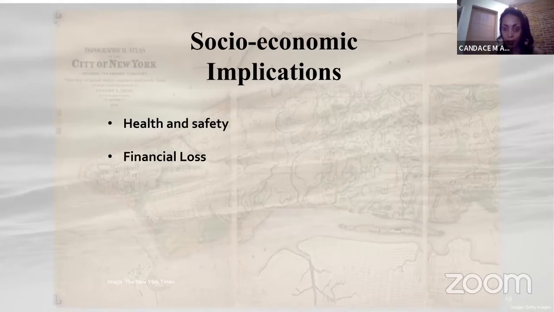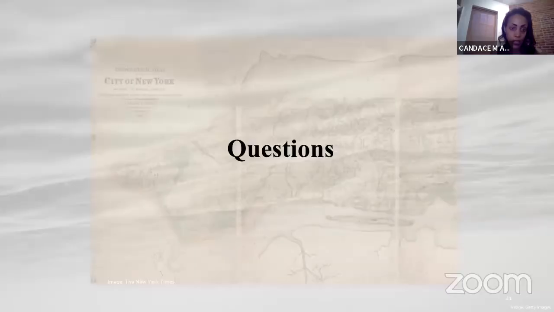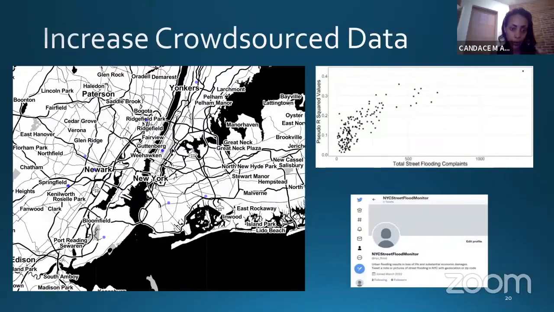And the research has socioeconomic implications. If we can localize street flooding, we can improve the health and safety of our residents, and also save them from financial loss, such as vehicle and property damage. We also found that if we increase crowdsourced data, we have lower variability and better model results.